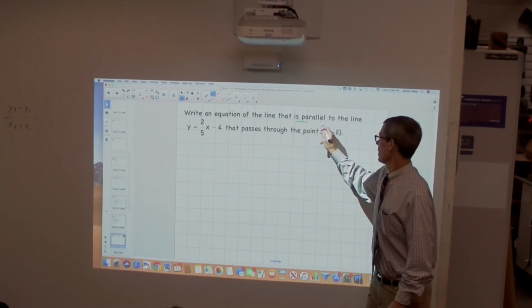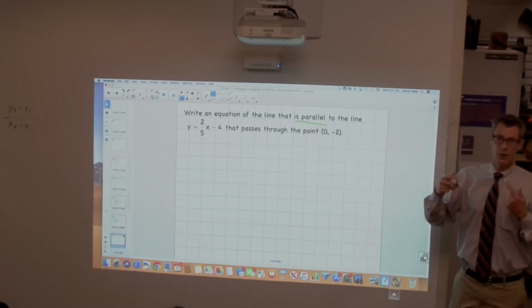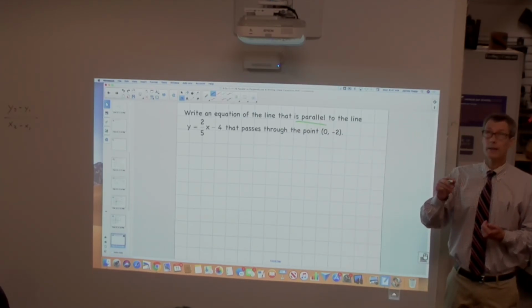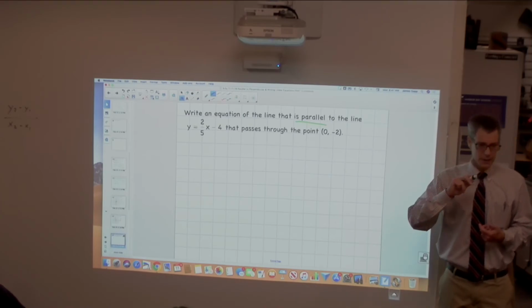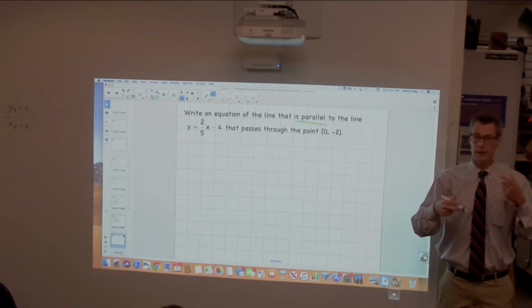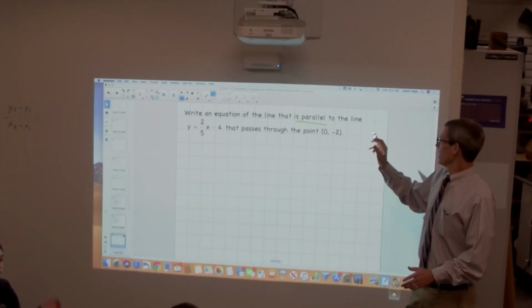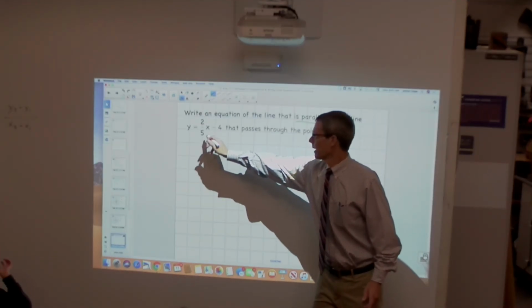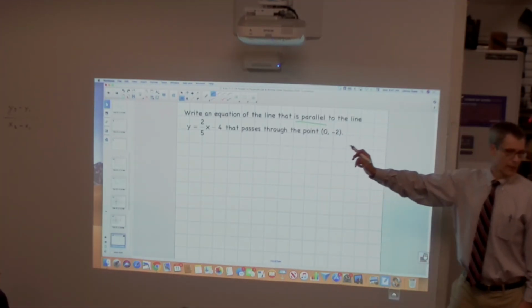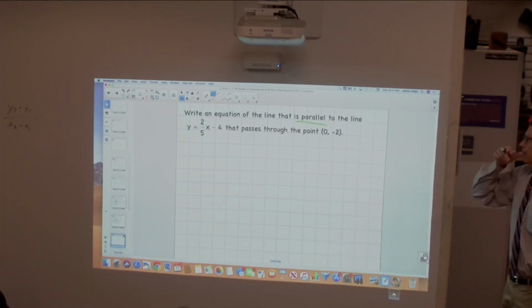Parallel. In my head, when it's parallel, it should say something to do with the slope. Yes, the slopes are the same. So I'm just trying to tell you how it would be a good idea to think of a line that's parallel. I have the slope right here, so I already know the slope is parallel. And then it passes through the point.